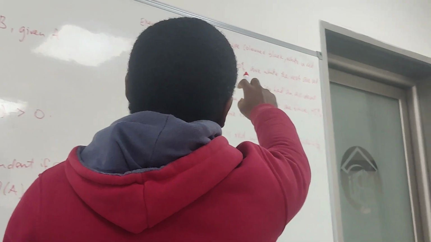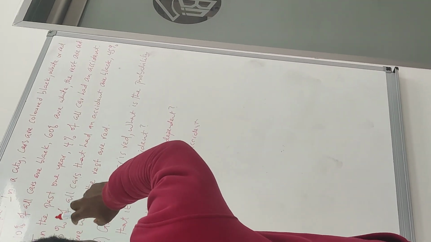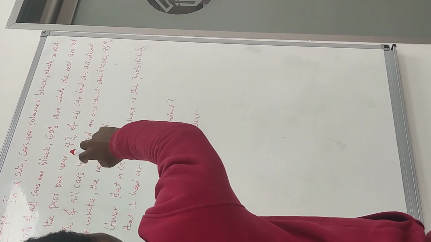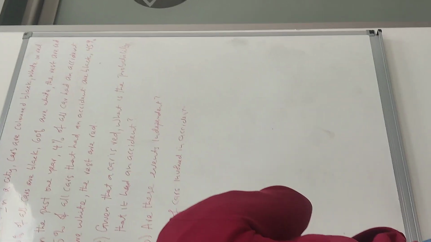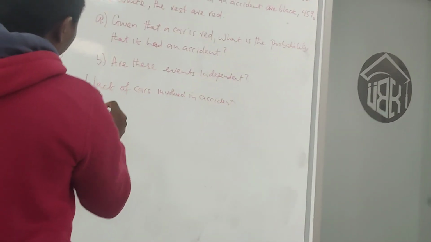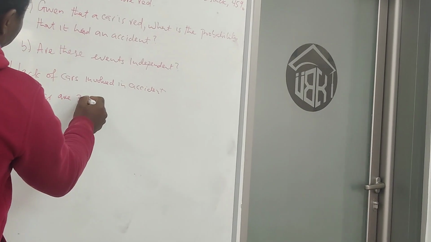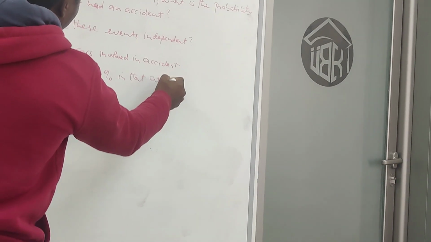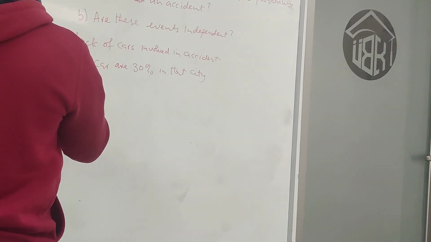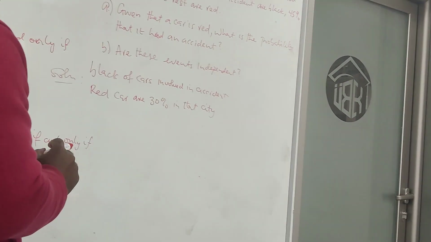In a city, cars are colored black, white, or red. 10% of all cars are black. 60% are white. The rest are red. So, how many percent is red car? 30. Red cars are 30% in that city. Okay? The solution starts from here. Okay. Now, that is settled.